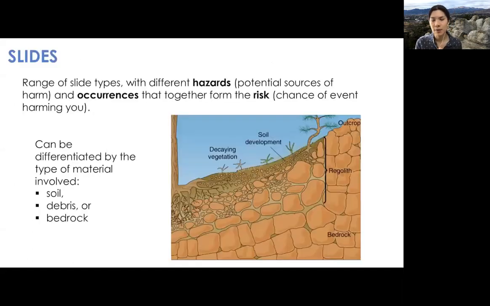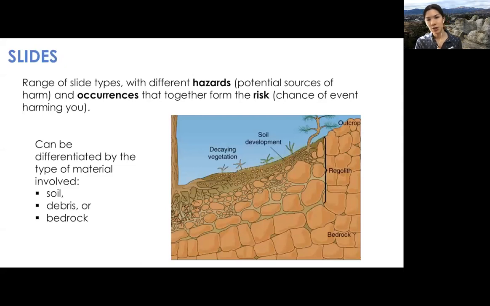All right, so we'll dive right into slides. We're going to talk about a range of slide types. Each of these has a different hazard and different occurrences that form the risk. We may not talk about the occurrences right away. However, we're going to get into the different factors that drive hillslopes, and so that's going to allow you to interpolate what you think the occurrence is for different locations around the world.